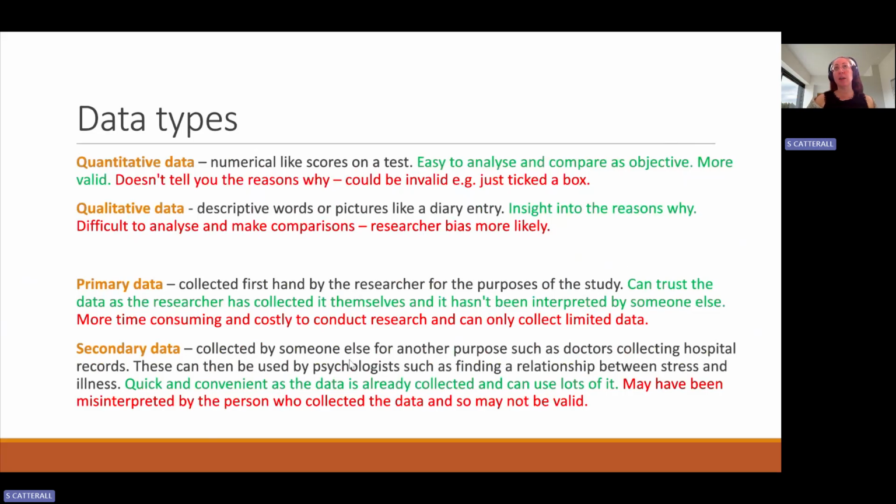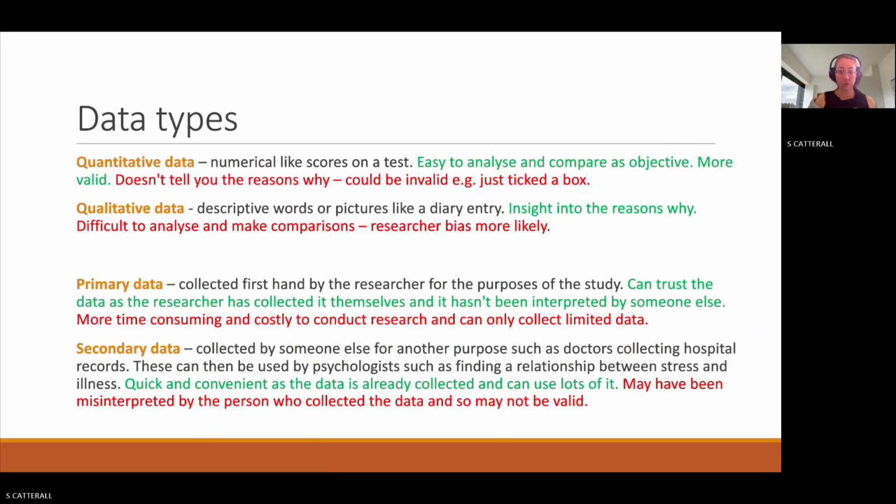Whereas secondary data is that we've got some data that's been collected by somebody else for a different purpose that the psychologist comes along afterwards and starts to analyse and maybe put it on a correlation, for example. So secondary data is really quick and convenient because the data is already there. You just got to correlate it or see if there's a cause and effect or whatever. But the data might not actually be valid. When it was collected, it might have been collected wrong. There might be errors in it. It might have been misinterpreted. It might not be valid. You don't know really because you haven't done it yourself. Whereas for the primary data, you can trust that it is right because you've done it.